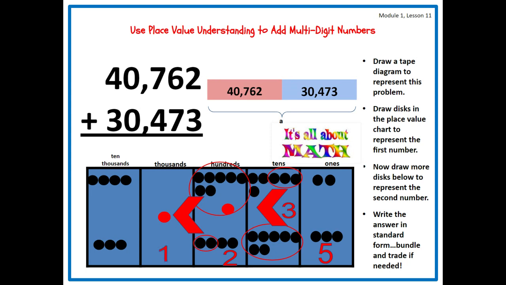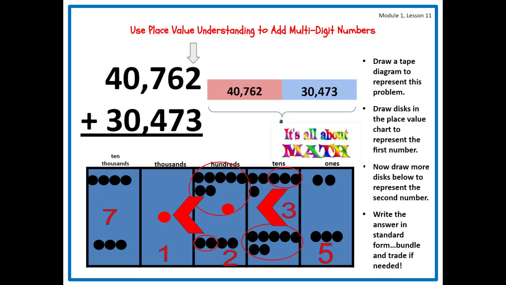Moving to the 10,000s place, I see that there are 4 on the top, 3 on the bottom. That makes 7. So it looks like I have 7 10,000s, 1,000, 200s, 3 10s, and 5 1s. That looks like 71,235. But we are going to double check this with our standard algorithm using our places on the top.